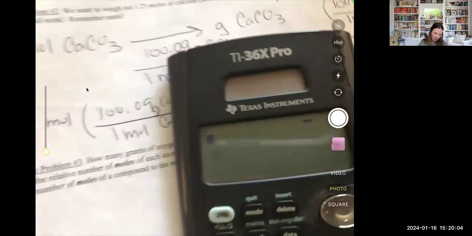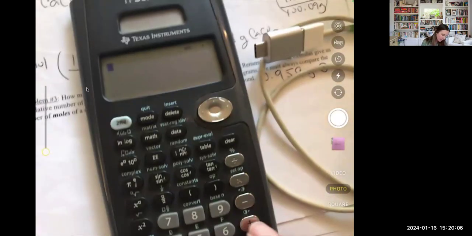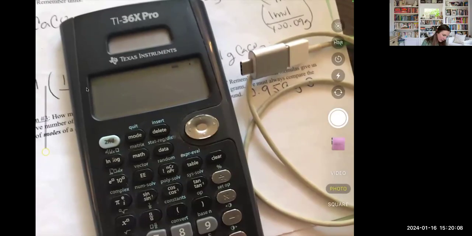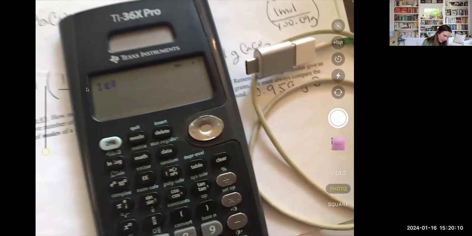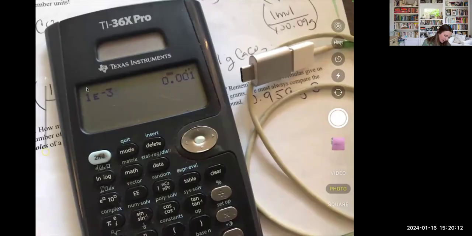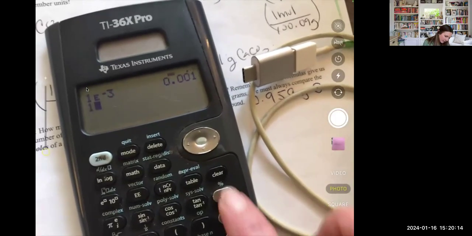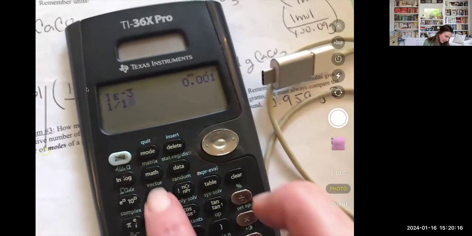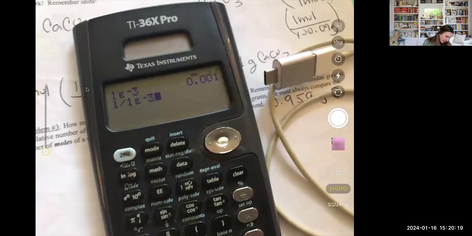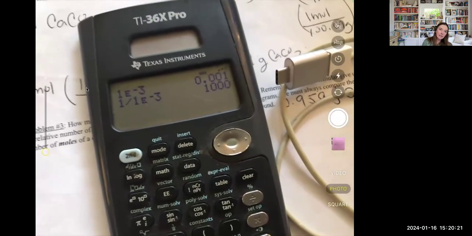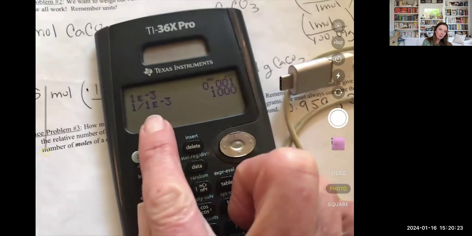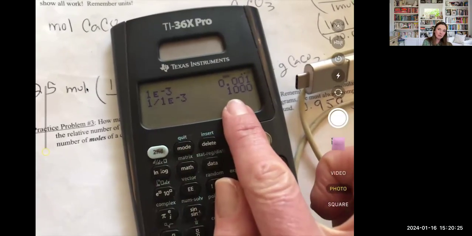Because on the calculator, remember 1 times 10 to the negative 3rd is 0.001. 1 divided by 1 times 10 to the negative 3rd is just 1,000. So if you have 1 over 1 times 10 to the negative 3rd, it's the same as 1,000 over 1. They're just mathematically equivalent.